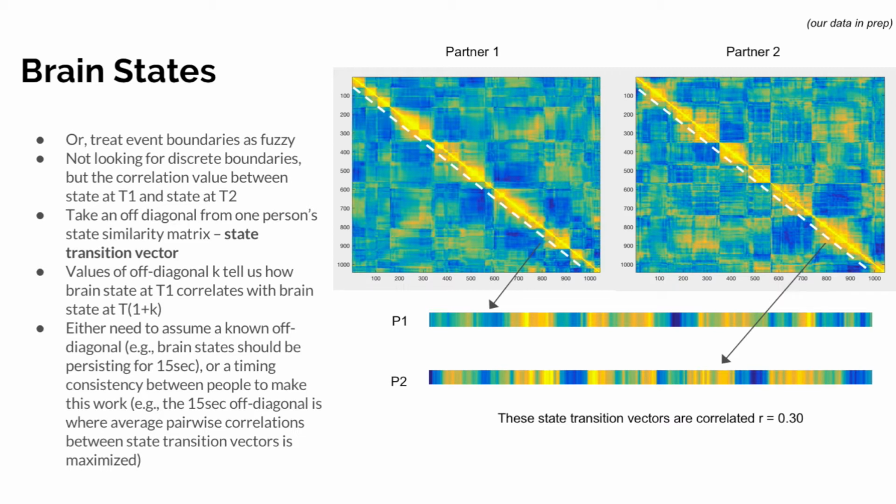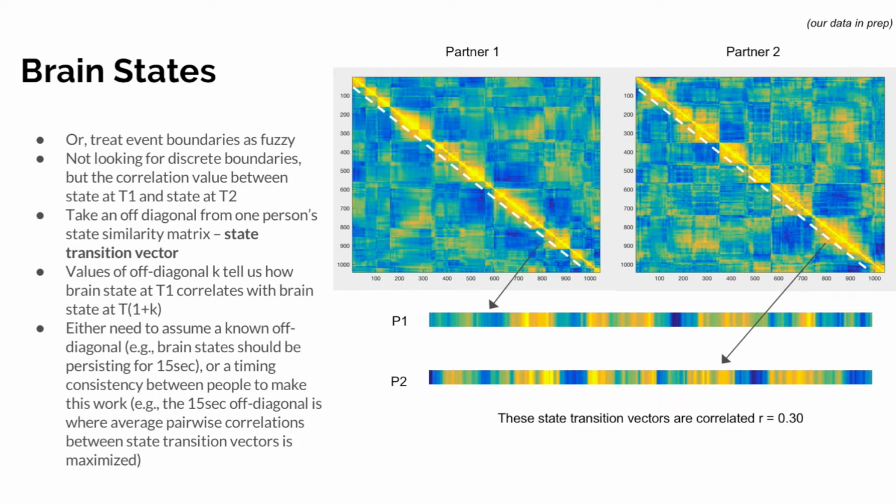For this to work, you either need to assume a known off-diagonal. You're not looking at numbers of discrete events at this point, but you'd still be wanting to consider how long you think brain states are roughly going to be lasting. Or you would need to, again, assume some sort of timing consistency between people to make this work. For instance, that a 15-second off-diagonal is where average pairwise correlations between state transition vectors is maximized.